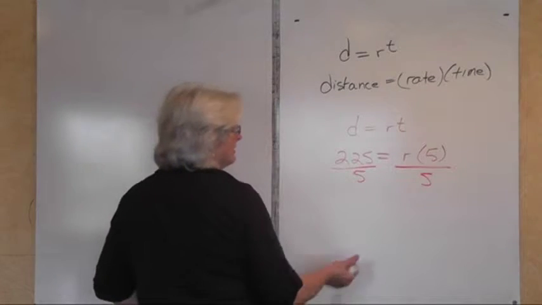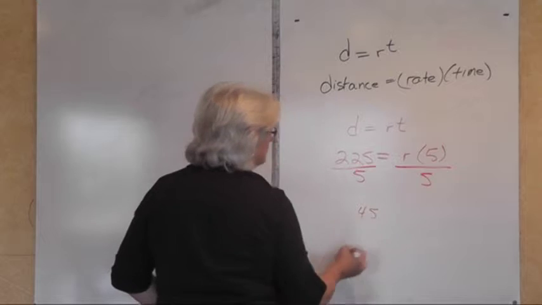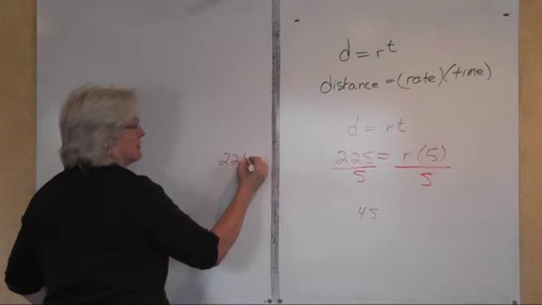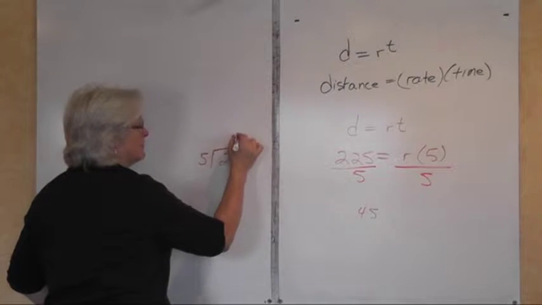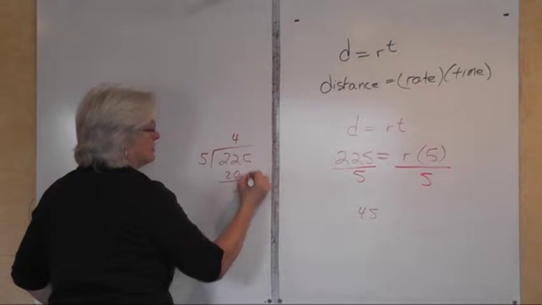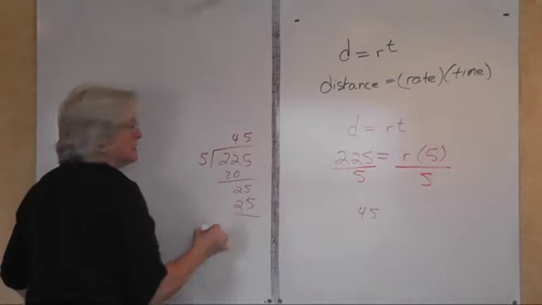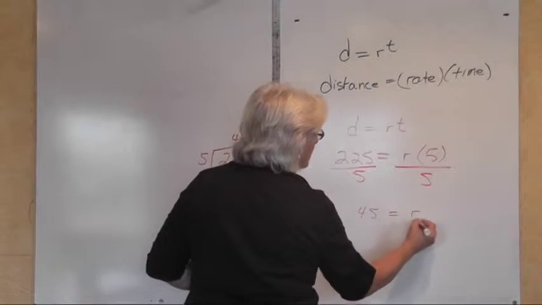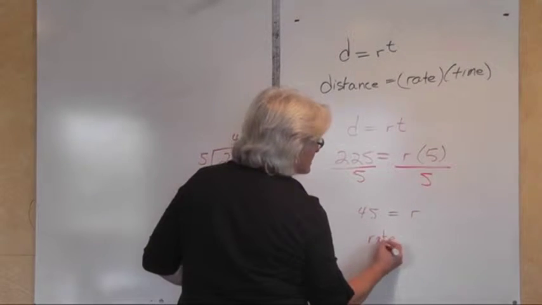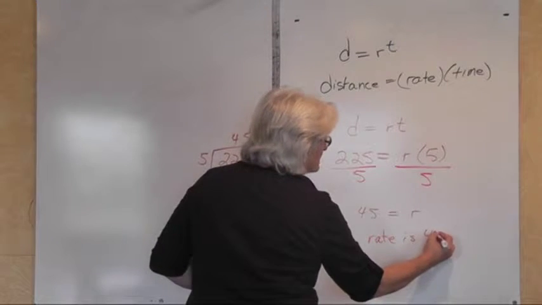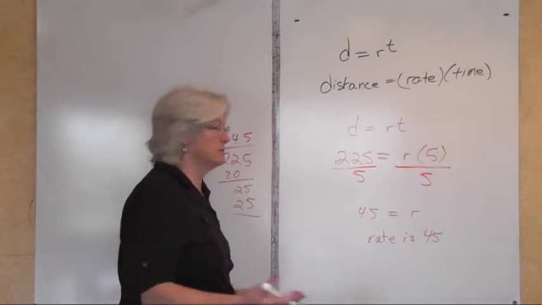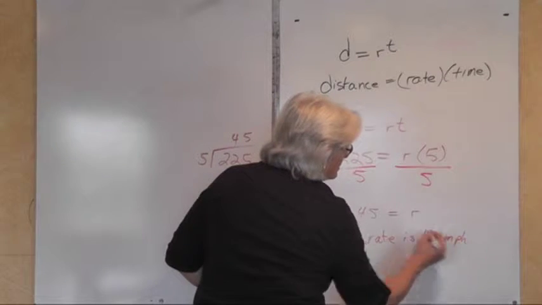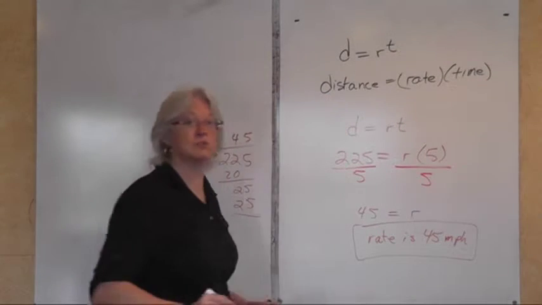225 divided by 5 is 45. Show your little scratch work out here to the side if you're not sure about that. Divide by 5. 4 times 5 are 20. 5 times 5 is 25. So we have 45 is equal to r. So the rate at which this guy is traveling, what is it, 45 hours? 45 seconds? 45 miles? No, it's 45 miles per hour. Remember, the rate is the speed at which you travel.